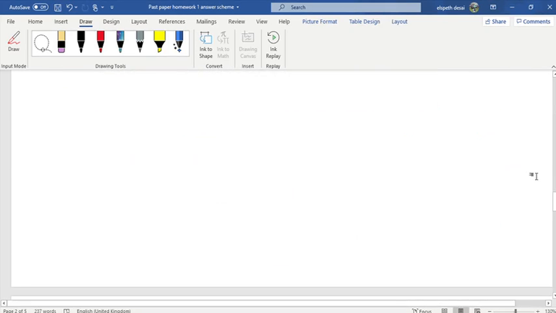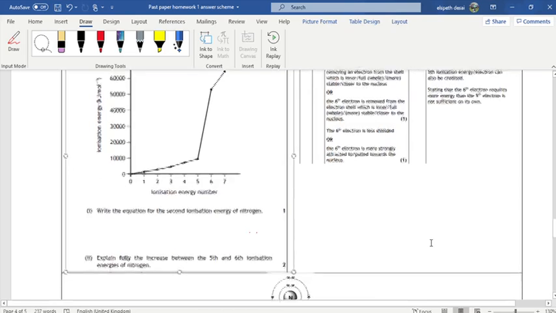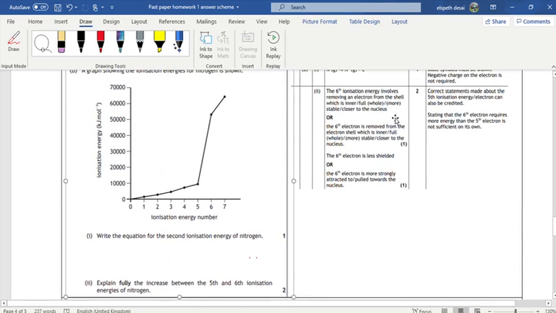So how that relates to the question here is that you would need to say that the 5th ionization energy is removing the last electron from the outer shell, whereas the 6th ionization energy is removing an electron from the inner shell, or something along those lines. You would also need to say the 6th electron is more strongly attracted to the nucleus, as there is a lower shielding effect and it is closer to the nucleus. If you just said lower shielding effect on its own, that would be enough for the second mark. Or if you said the 6th electron is more strongly attracted to the nucleus, that would again be enough for that second mark. It's just to do with the way that it's marked here.